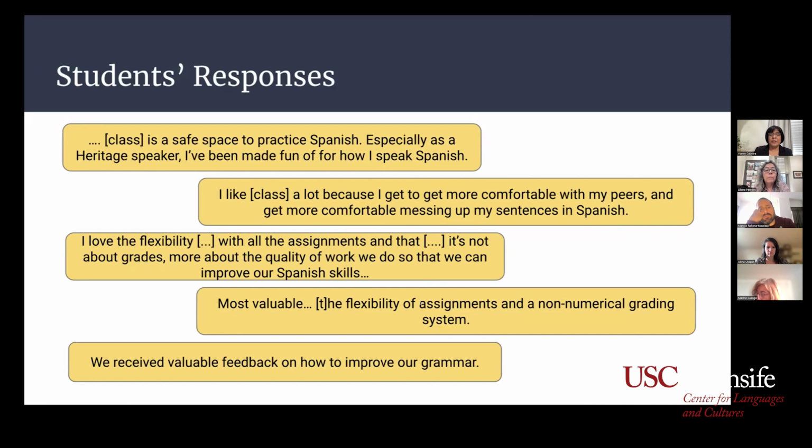The next three talk more about ungrading. The first one says, I love the flexibility with all the assignments, and that it's not about grades, more about the quality of work we do so that we can improve our Spanish skills. And when talking about what was valuable about the course, the student said the flexibility of assignments and a non-numerical grading system. And the last one mentions feedback. We received valuable feedback on how to improve our grammar.